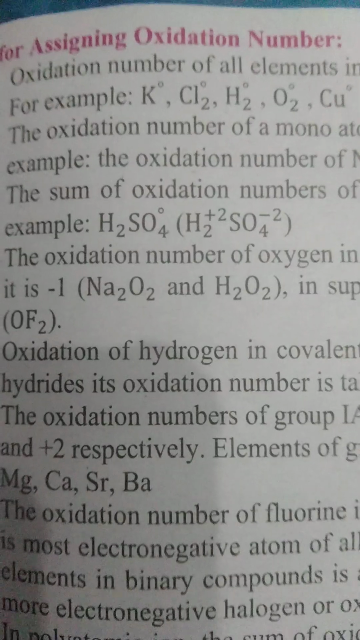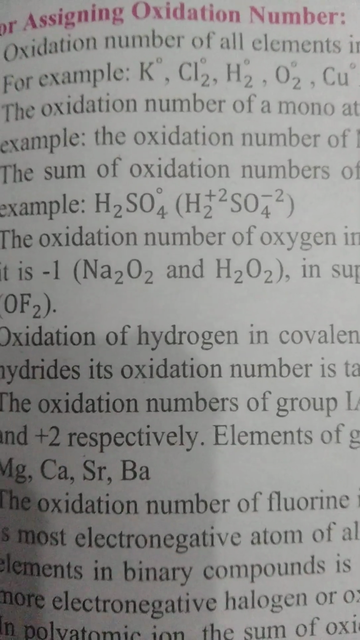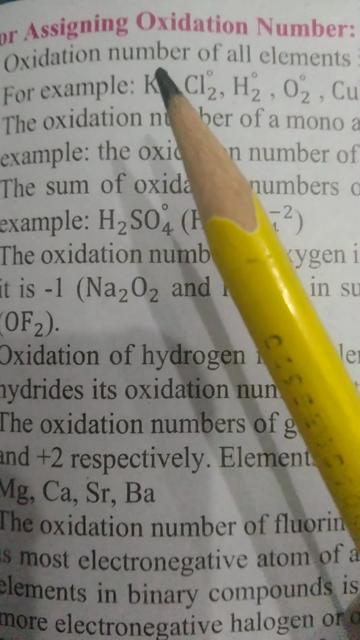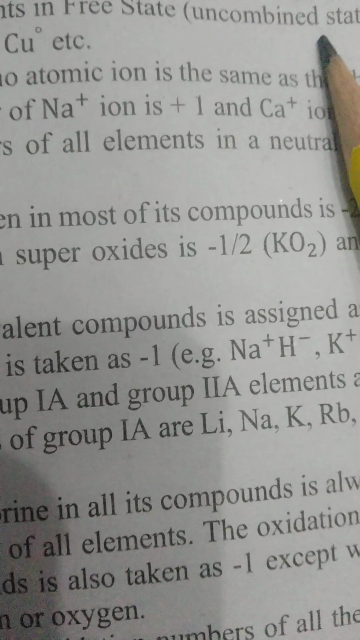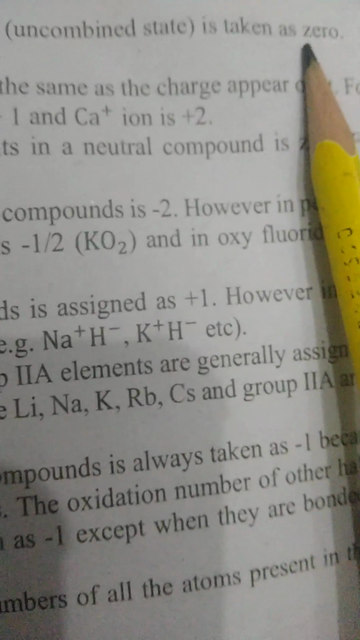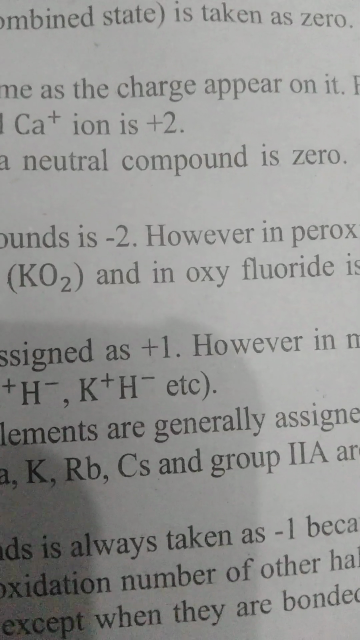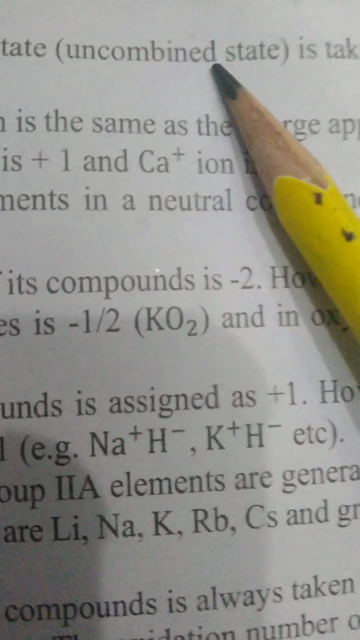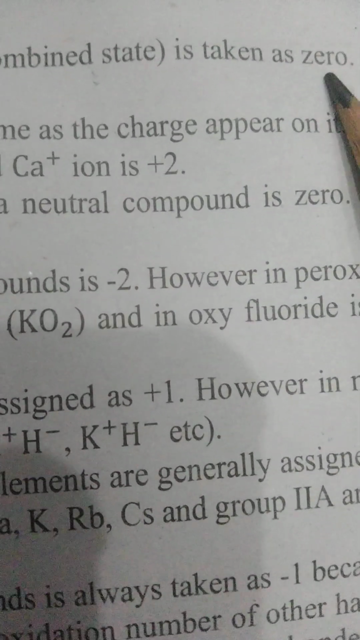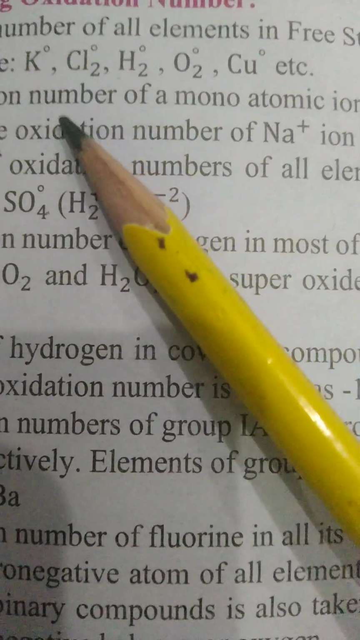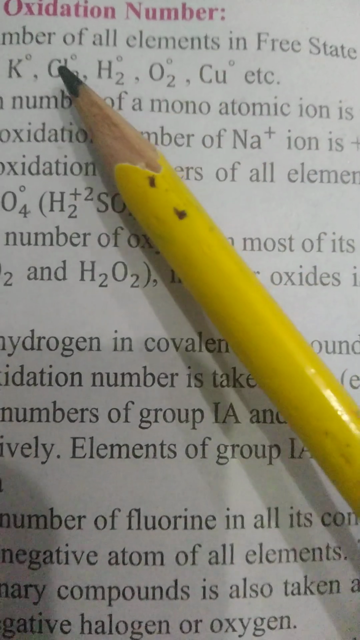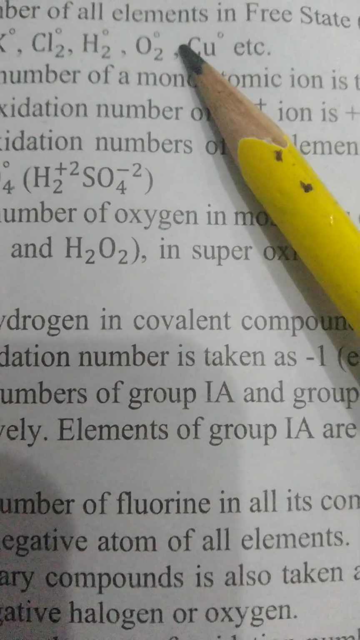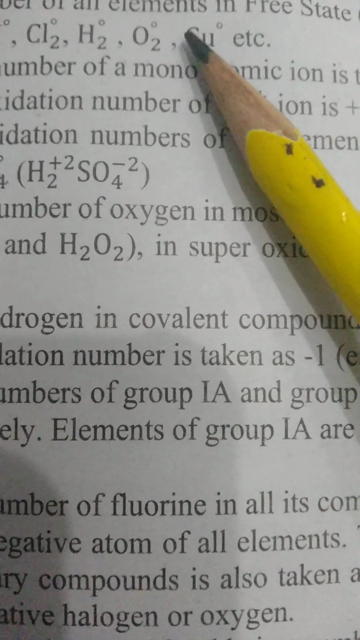Here are the rules for oxidation number. How will the oxidation number be decided? The first rule says that the oxidation number of all elements in a free, uncombined state is taken as 0. When they are in a free state, they are not combined with anyone, so it will be 0. Simple examples are K, Cl2, H2, O2, Cu: whenever they are in a free state, the charge they have will be 0.